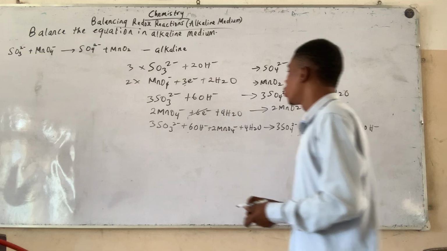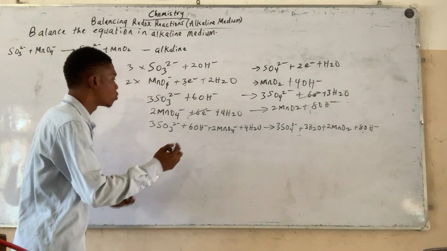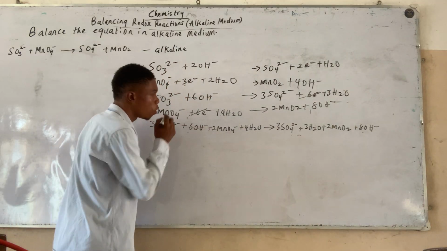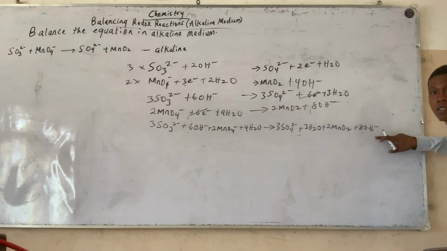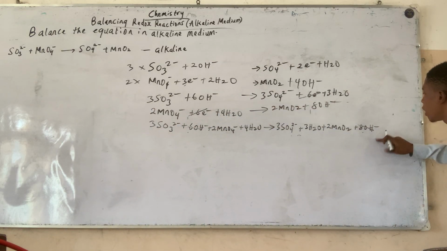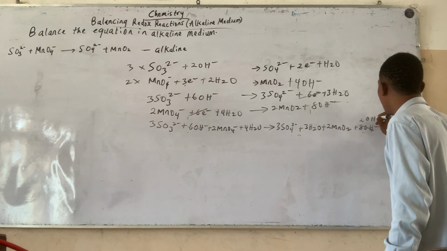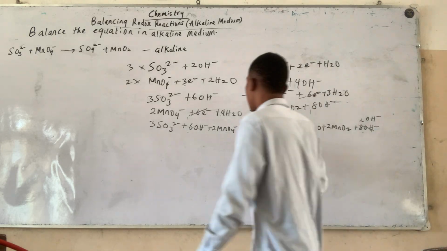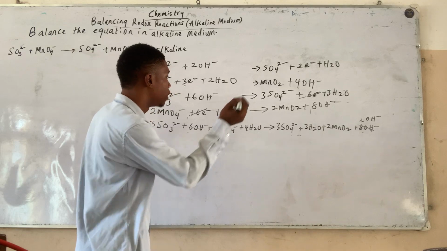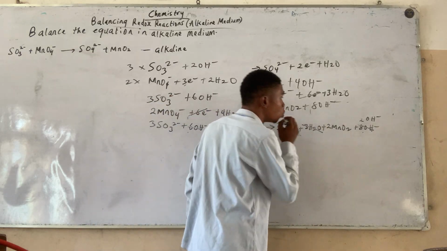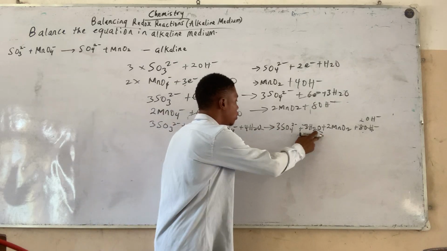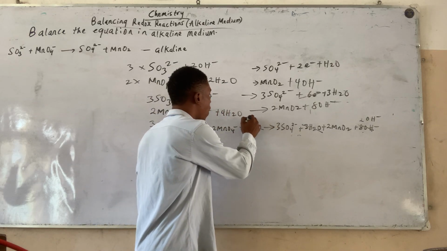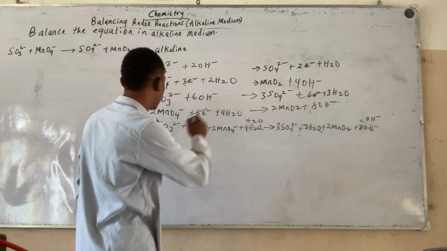Alright, so the next thing is for us to cancel out. If you cancel out 6OH minus here, we now cancel out 6OH minus out of this 8OH minus. We'll be left with 2OH minus. Let's cancel out 3H2O here and cancel out 3H2O here. We have cancelled 3, we want to cancel 3 out of this, we are left with just 1 H2O. So let's rewrite the equation.